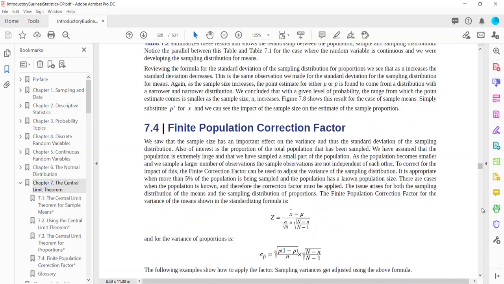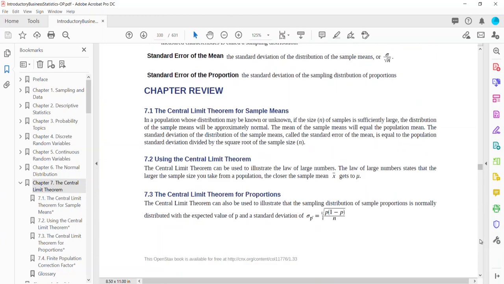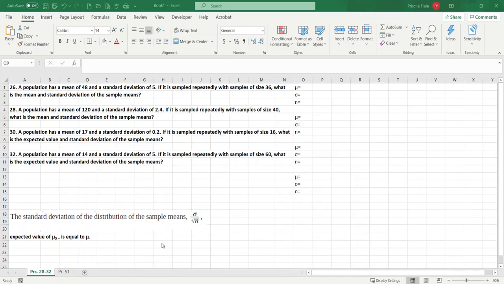The most important thing is going to be for you to look at the formulas right here. Every chapter gives you a review. We are going to be using these formulas, not this one right here, but everything else. So the way I did it is to put the problems in Excel.